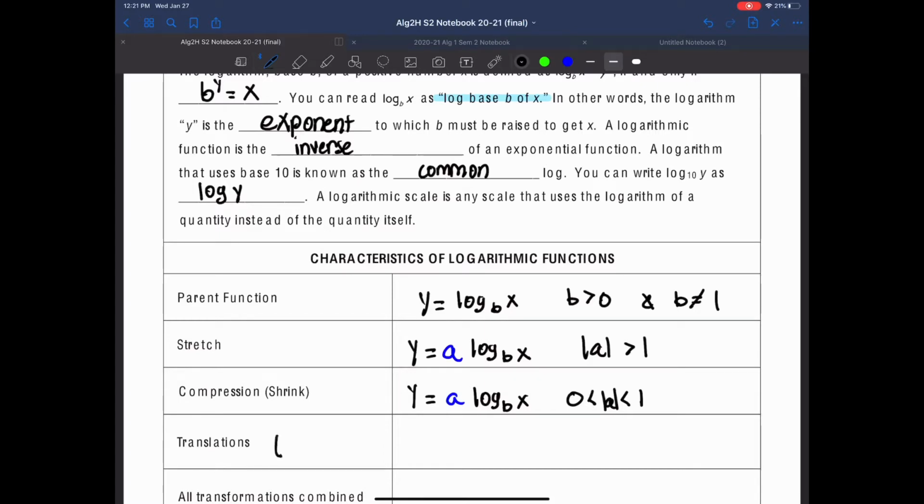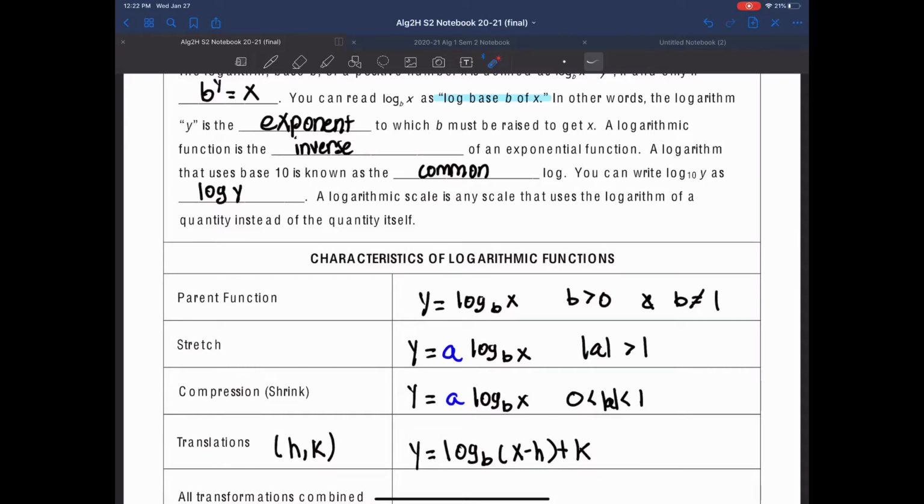Translations, again, we're looking at translations (h, k), so vertical translations and horizontal translations. So let's write down the formula here. y equals log base b of (x minus h) plus k. This is going to represent the formula for your translations. We know that the stuff inside the parentheses, the number that we're adding or subtracting to x, that's going to be our horizontal shift left or right. As always, we're thinking opposite.